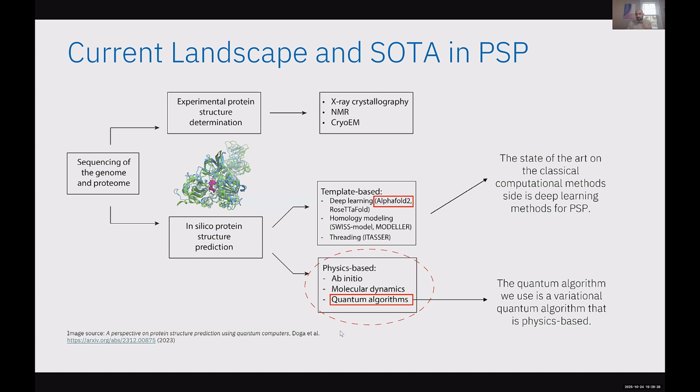And there is the other set of algorithms, which has also been part of the discussions in this workshop, that are more physics based, which are essentially trying to simulate what's happening in the actual physics of folding, such as molecular dynamics simulations. And most of the quantum algorithms, well, I'm going to talk about two works that we've done, both of them go more towards physics based protein structure prediction. So there is no learning, or there is no training data.